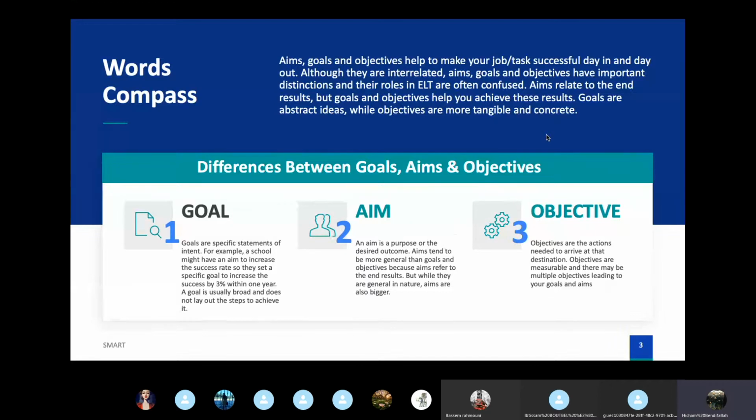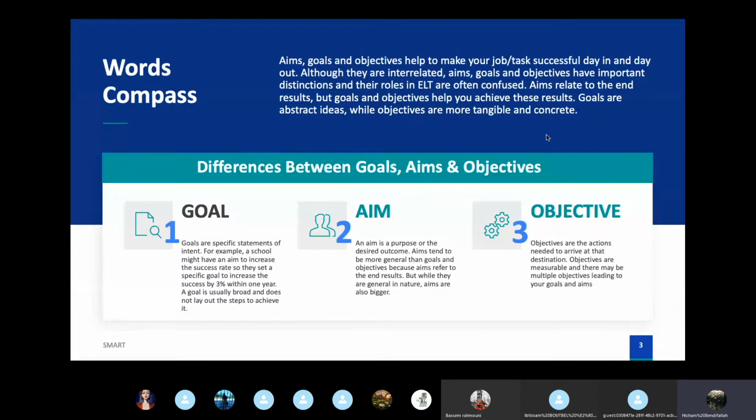So the thing here is that if you get to understand the difference between these three notions, or these three terms, you will be more likely able to focus on exactly what you are supposed to do in a very smart way. A goal is generally specific. Let me start from number 1 to number 2 to number 3.